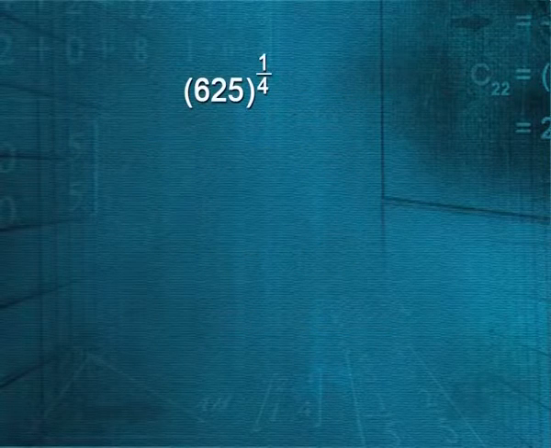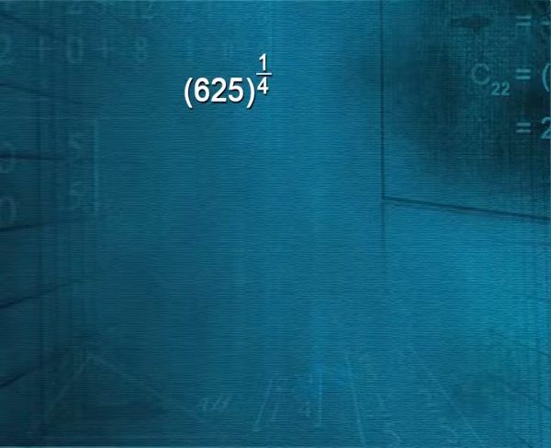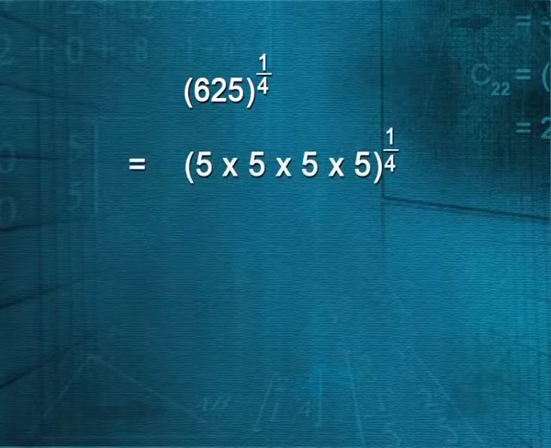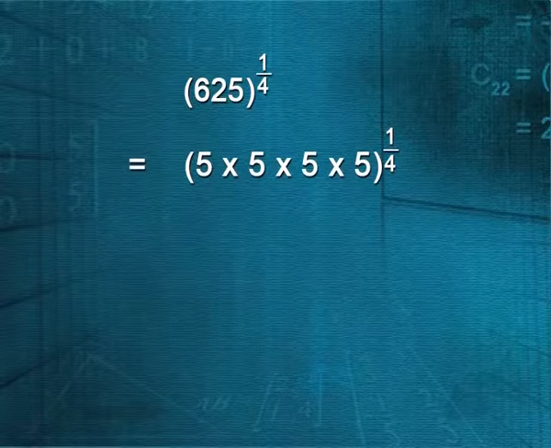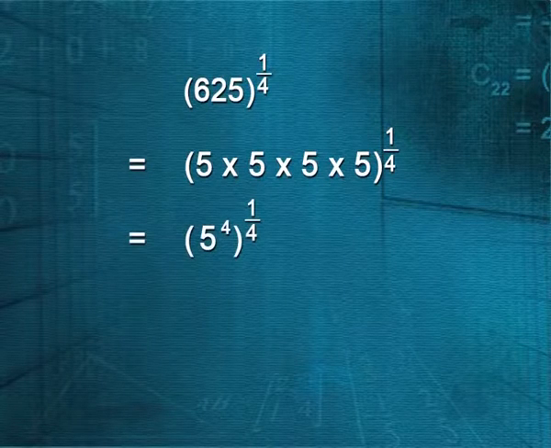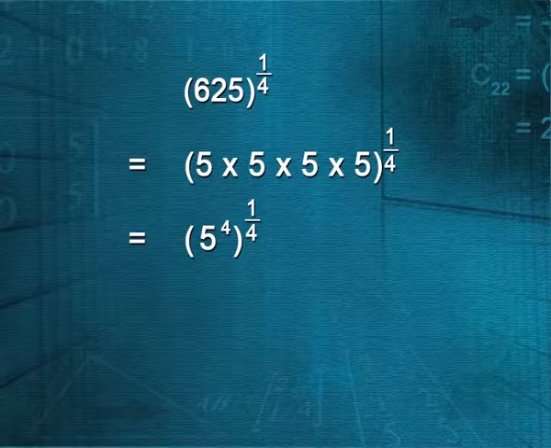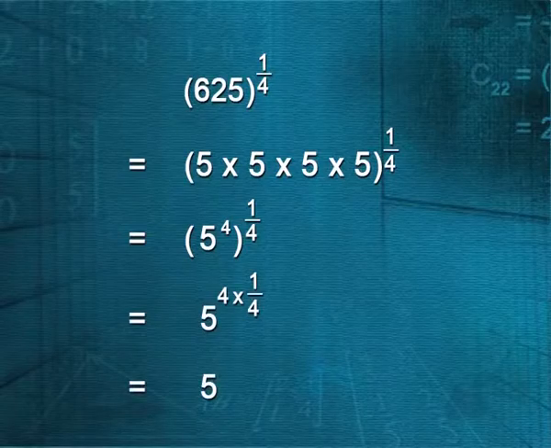Now, if you have 625 raised to power 1 by 4, what is the meaning of this? It means you write 625 in the form of prime factorization. It is (5 into 5 into 5 into 5) whole raised to power 1 by 4, and this is equal to (5 raised to power 4) whole to the power 1 by 4, and on simplification you will get 5.